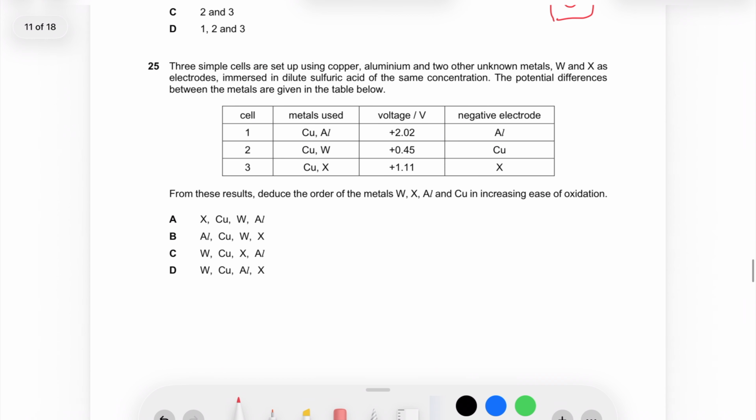Moving on, 25. Okay, this is your 3 simple cell using copper, aluminium, and 2 unknown metals. So it's submerged into dilute sulfuric acid. From this result, deduce the order in the increasing ease of oxidation.